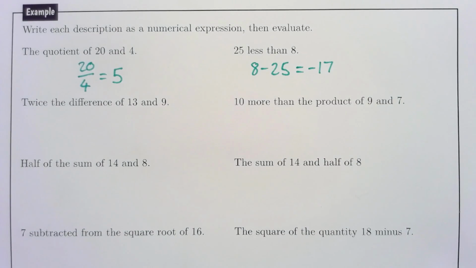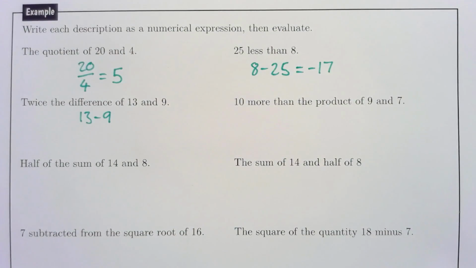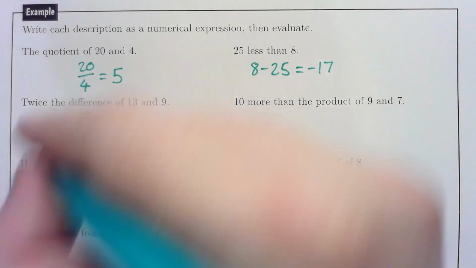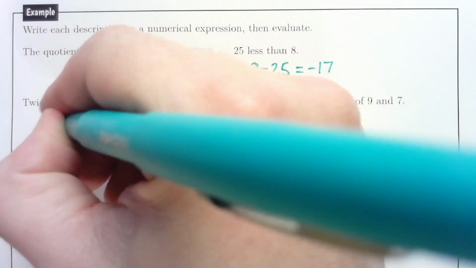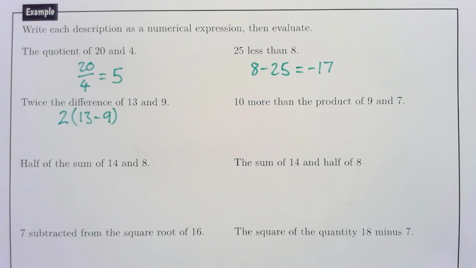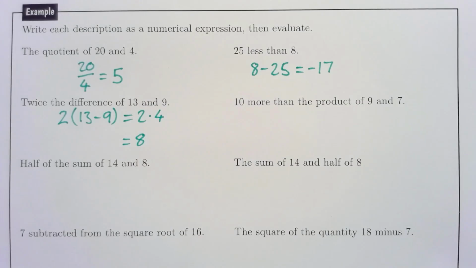Twice the difference of 13 and 9. So firstly, the difference of 13 and 9 is 13 take 9. And then we need to multiply this by 2. Because the order of operations says to do multiplication before subtraction, we need to include grouping symbols, such as parentheses, to make sure that we do the subtraction first. 13 take 9 is 4, and 2 times 4 is 8.